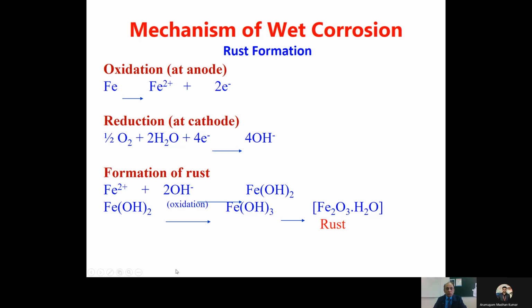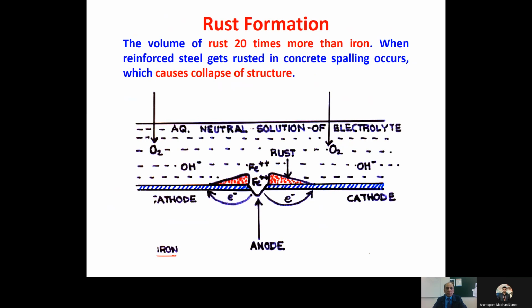An example is rust formation. So iron is oxidized at the anode and ferrous ion forms. At the cathode, oxygen is reduced and hydroxide ions are formed. Now these ferrous and hydroxide ions react together and form rust. Rust formation causes severe consequences. The volume of rust is 20 times more than iron. So when the reinforced steel gets rusted in a concrete environment, spalling takes place, which causes collapse of the complete building structure. So we should always avoid the formation of rust in metallic structures.